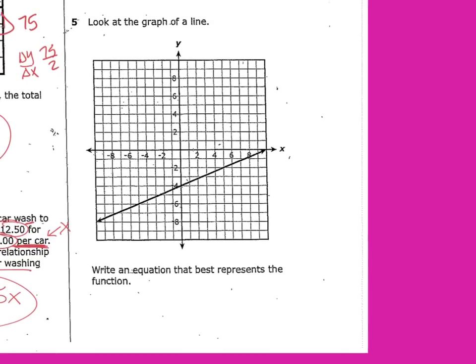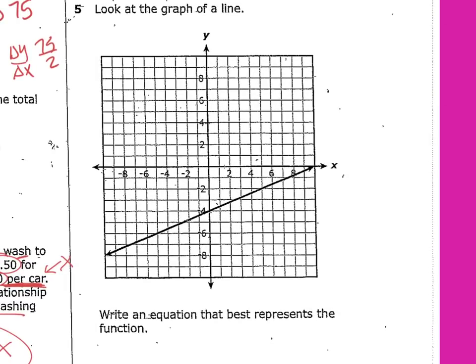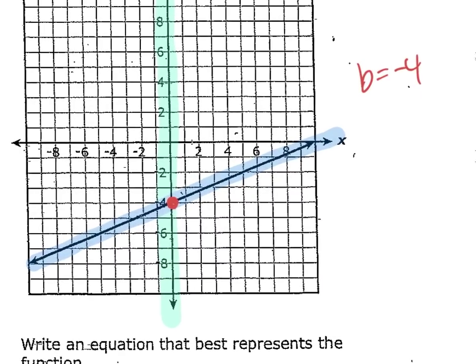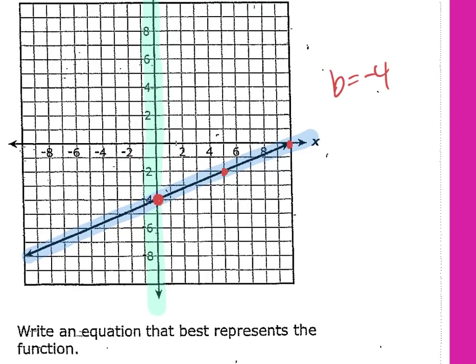Number 5, look at the graph of the line. Write an equation that best represents the function. Okay, so first things first, when we got a graph, find your y-intercept. So that means look at your y-axis, look at your slope line, and where does that line cross your y-intercept? At negative 4. Okay, so that's my B, that's my y-intercept. Then we want to look as best we can and find some more points to see what our slope is. What's our rise over our run?